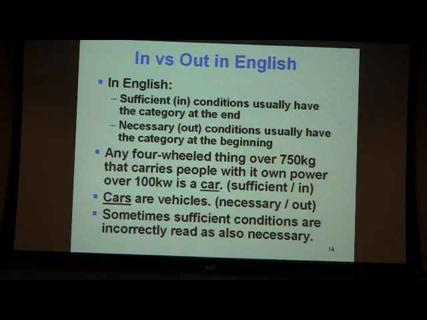Cars are vehicles, when the category is at the beginning of the sentence, is an out condition. That means it's necessary. But sometimes people read that first one, the four-wheeled thing over 750 kilograms, as also being necessary, for example, that the car must have four wheels. It depends on how you parse English, but formally speaking, when you work it out, that's just a sufficient condition, not necessary.